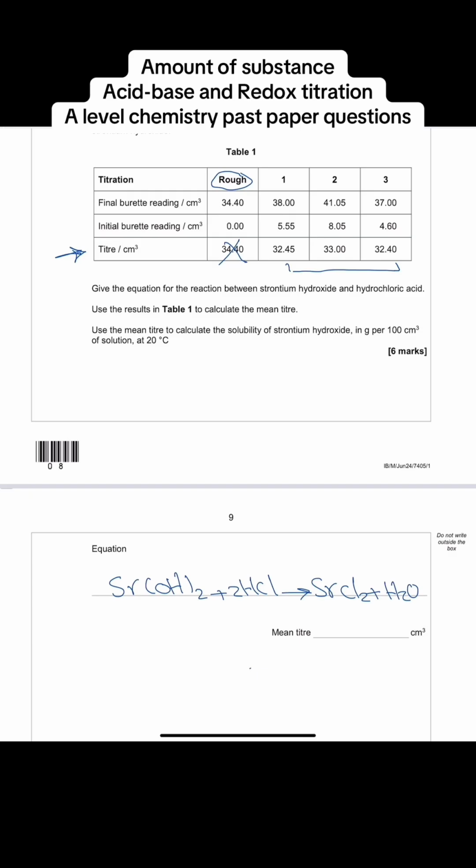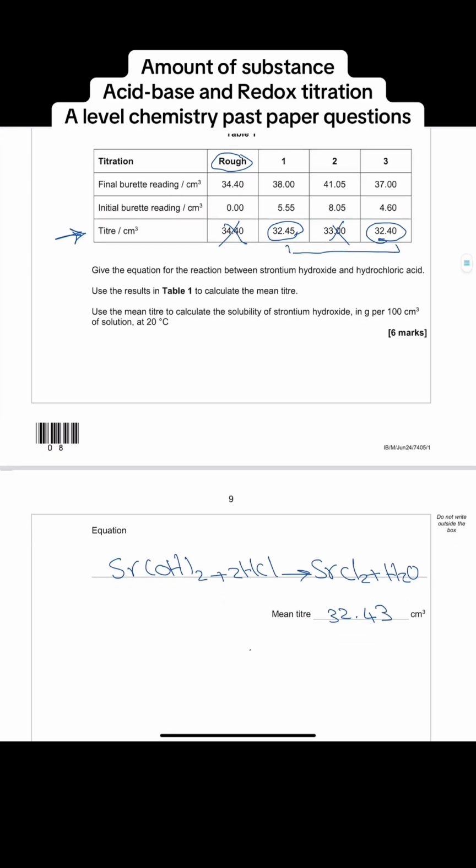So you can see this is 32.45, this is 33, and the last one is 32.40. So we're only going to take the first and third one, and we're going to ignore the one in the middle. We're going to take the average of these. So this is going to be 32.425, but we only need four significant figures, so it's going to be 32.43. Okay, so now we know the mean titer.